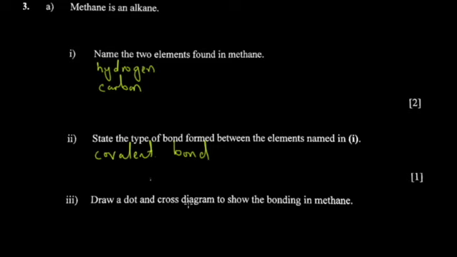Anyway, draw the dot and cross diagram to show the bonding in methane. So you actually have to know the formula for methane. The formula is what? CH4. Okay, this is methane. Methane is CH2, I think. You have to confirm. It's been long since I did chemistry.